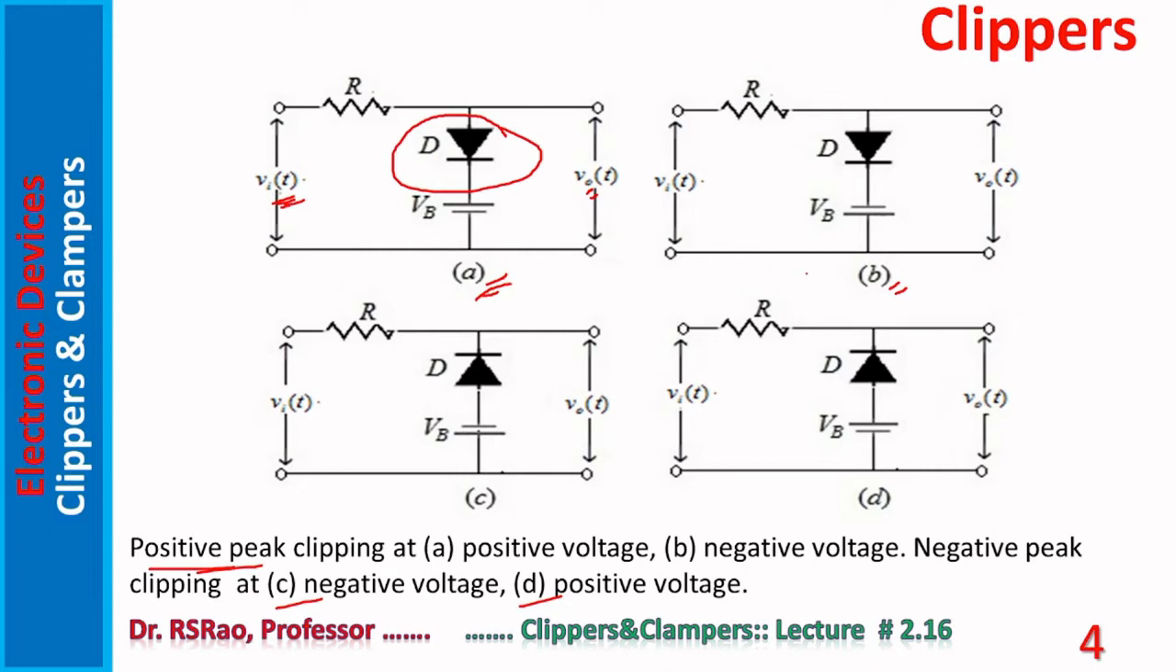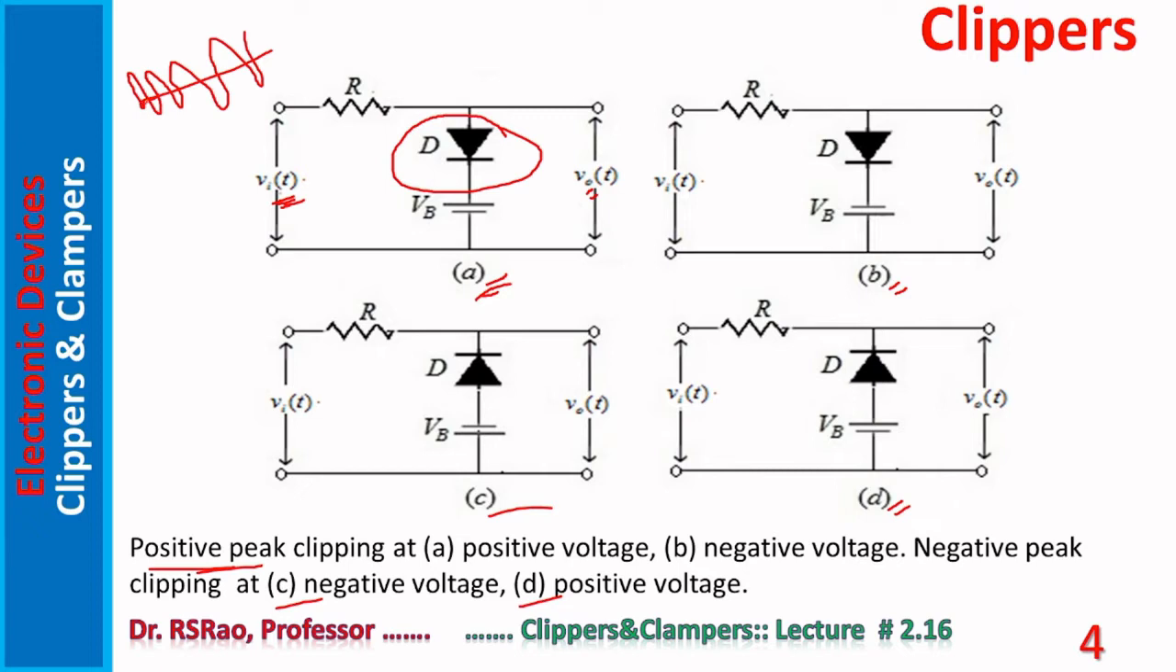This is true in case of A, in case of B, in case of C, in case of D also. To understand further the functioning of these circuits, we assume input voltage is pure AC sinusoidal, like this. We consider one cycle of the input voltage. It is consisting of two half cycles, positive half cycle, negative half cycle.